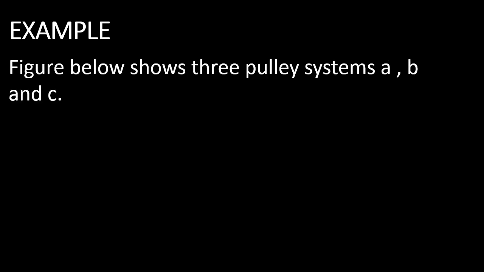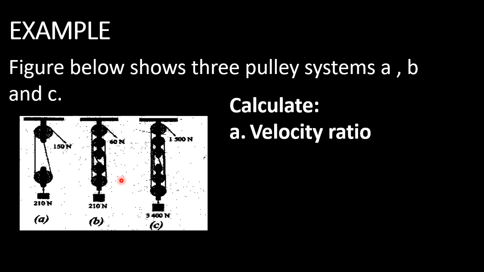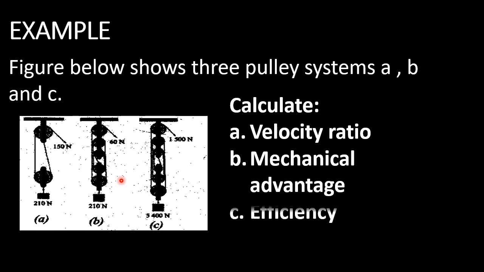For example, in the figure below, we have 3 pulley systems. All right, we have this pulley here with 2 wheels, or 2 sections of string, and over here we have 5 wheels, while here we have about 6. Of course, the diagram is not clear, but it will still serve what we want. So in each case we are asked to calculate the velocity ratio, the mechanical advantage, and the efficiency.